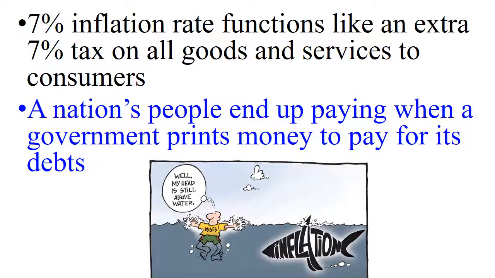A 7% inflation rate economy-wide would function for households across the country just the same as a 7% tax on all goods and services. So when the government prints money directly or has the Federal Reserve print money for them to pay their debts, if money is printed for the sole purpose of paying off the government's debt, the citizens of the nations are the ones who suffer.